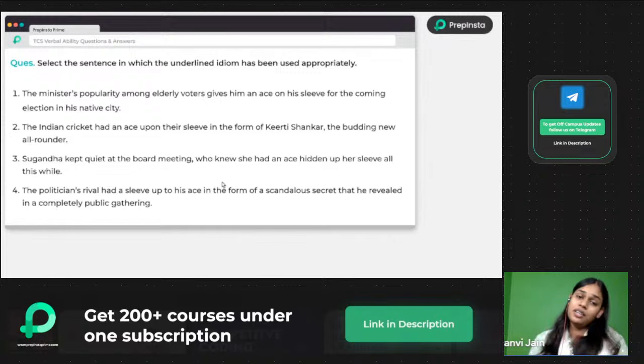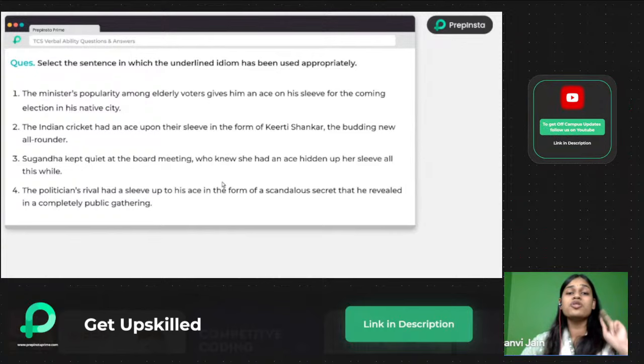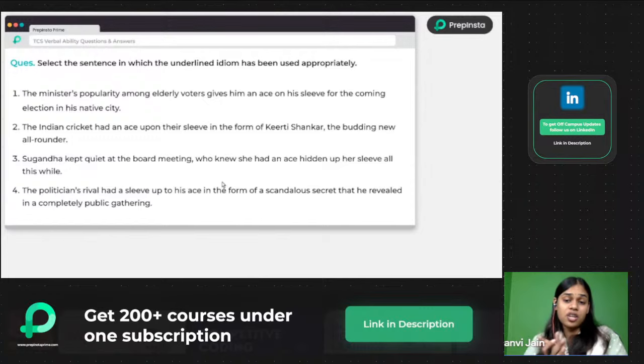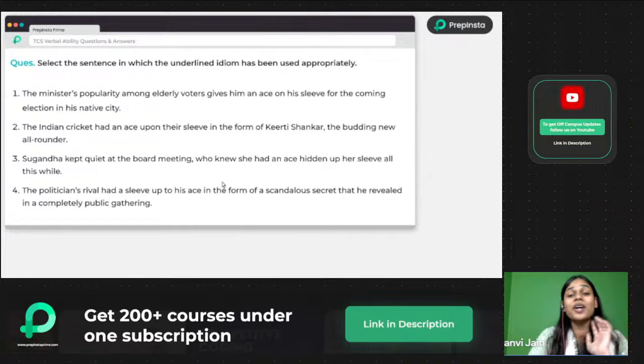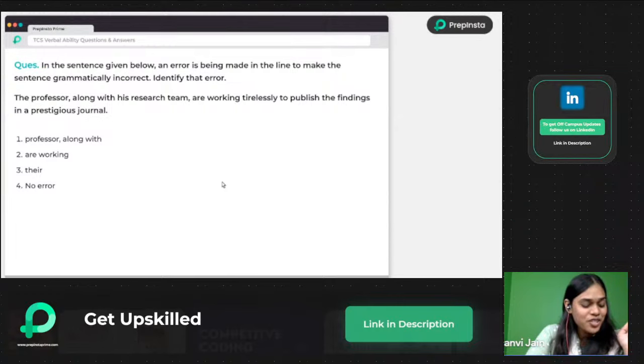And the only correct sentence over here is option two, which is the Indian cricket team had an ace upon their sleeve in the form of Kirti Shankar, the budding new all-rounder. All right. So option two over here is the correct answer. And all of you who have answered option two as the correct answer, kudos, congratulations. You're completely correct. And if you are not, it's completely fine. You're just practicing along with Janvi and Sachin Sir.